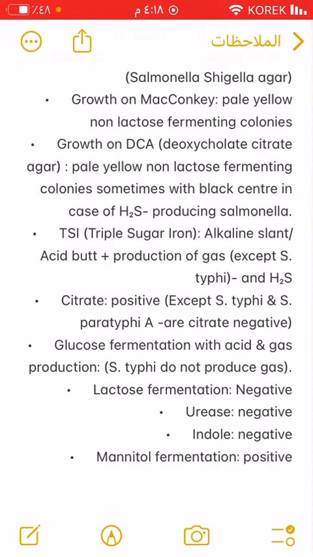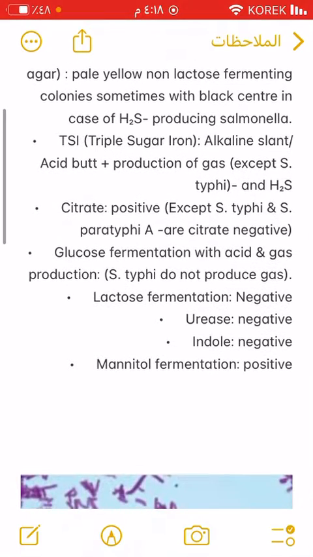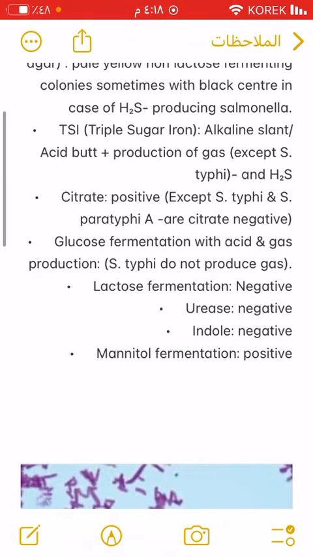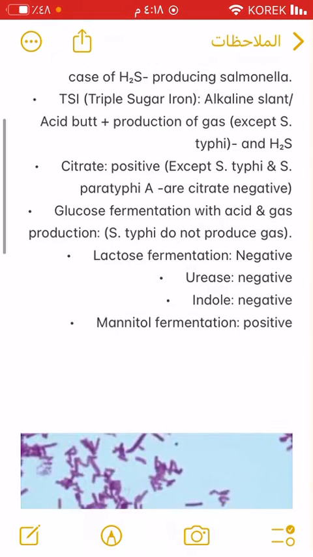And glucose fermentation with acid and gas production. As we said, in gas production, Salmonella typhi does not produce gas. We said lactose fermenting negative, urease negative. That's very important. That's one of the differences between typhi and other species. Indole negative, mannitol fermentation positive.